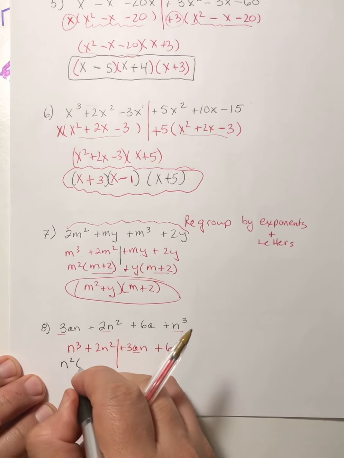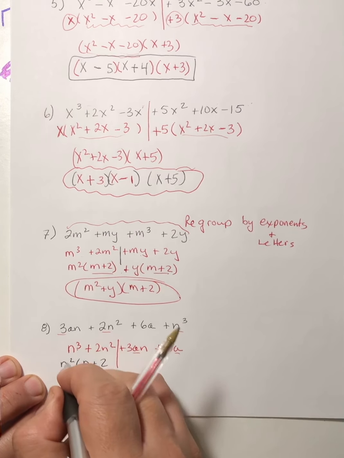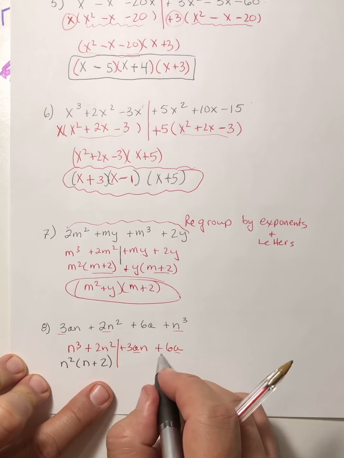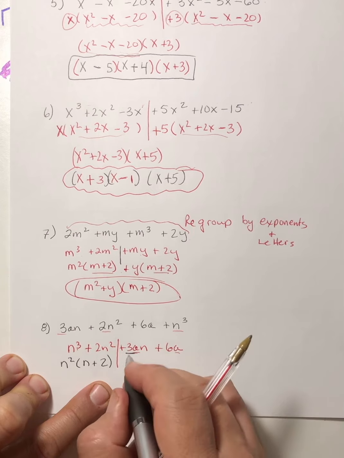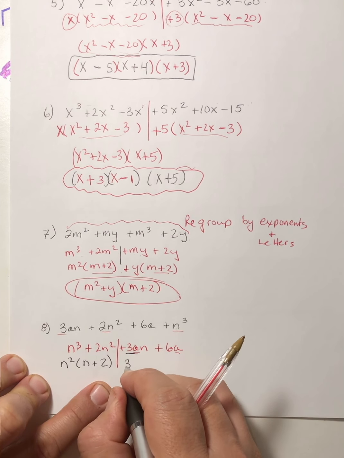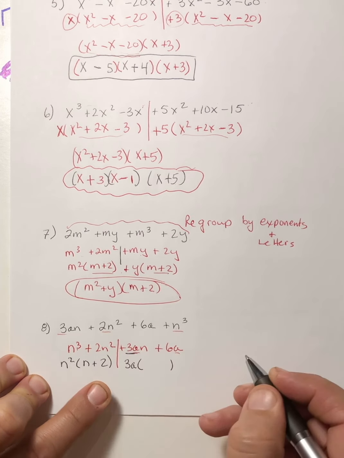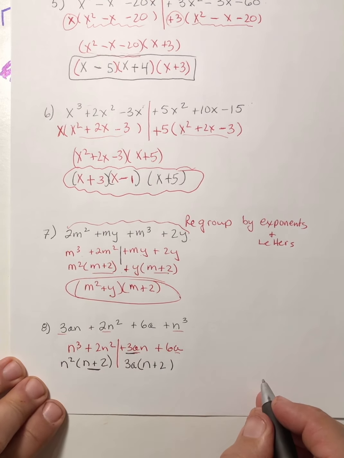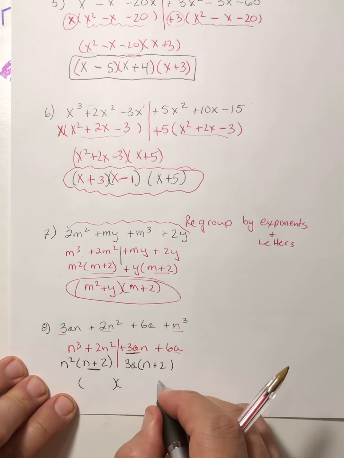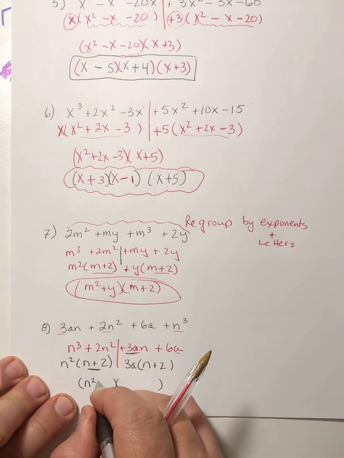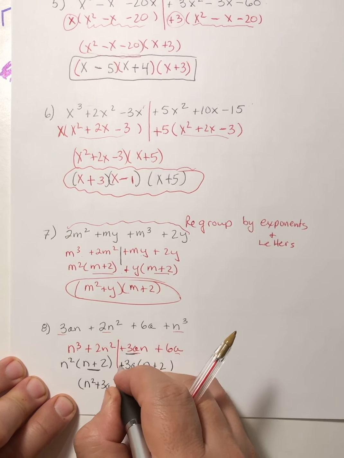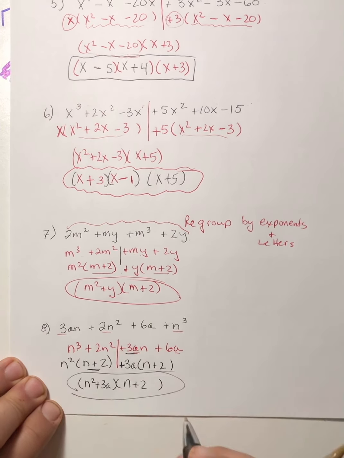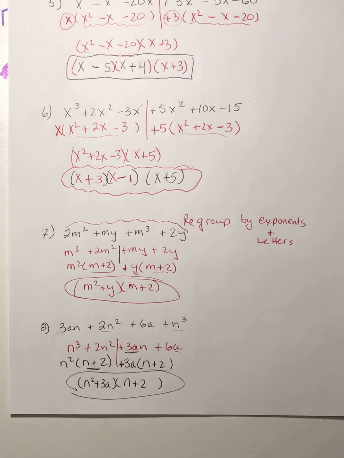So n squared on the outside, n plus 2. What's your GCF here? Oh, it looks like it's a 3a. Ooh, don't freak out, it's easy to do. 3a, and what better be on the inside? That's right, it better be n plus 2. And it is. And you got it, you're done. n squared plus 3a, ooh, forgot my plus sign there. And then we have our n plus 2. There. Done. Wacky group factoring.